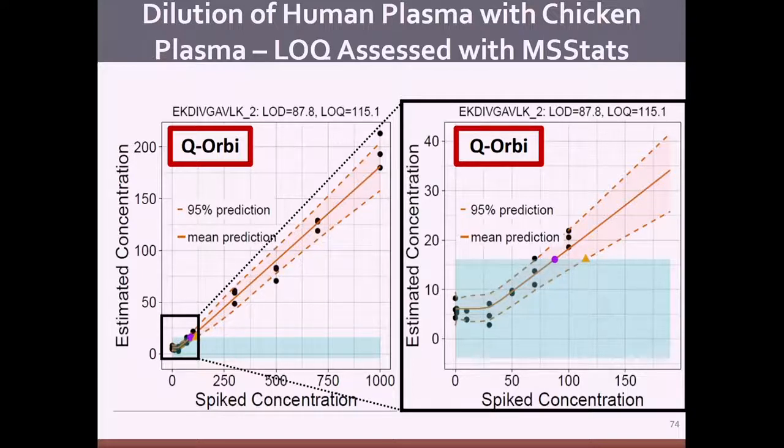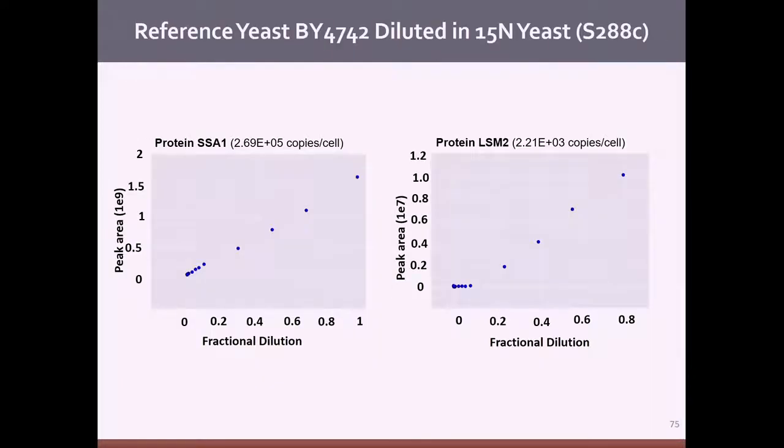And here's just showing a case of doing this with MSstats. So here is this individual peptide. This is being diluted in chicken plasma. And MSstats is saying that right here at this point is where the lower limit of quant is, and down here further is where the lower limit of detection is. Here's just showing another case too. We're taking 2 different proteins and making dilutions of our wild type yeast in a 15N yeast.